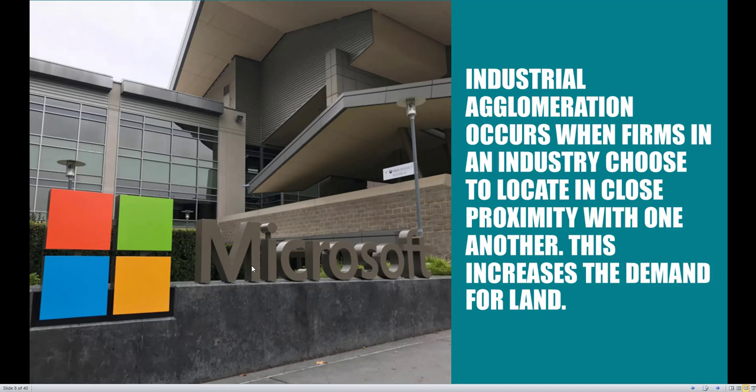This will wrap up the land section, and we'll take a closer look at our next factor of production, physical capital, in the next few videos.